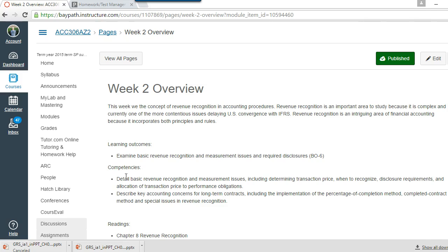Working on week 2, which is revenue recognition, a pretty lengthy chapter, a lot of work. What I'd like to review is concentrate on the percentage completion method, because that to me is probably the more complex issue that students are experiencing with this chapter.